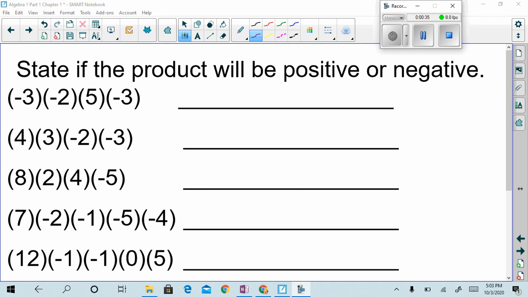So in this first opening activity, I don't want the answer, I just want to know if the product will be positive or negative. Take a moment or two to try these. I'll do the first one as an example. Looking at this first problem, I have 1, 2, 3 negative factors. 3 is an odd number. So that means if there's an odd number of negative factors, my product will be negative. So count up your negative factors. And again, remember, even number is positive and odd number negative.